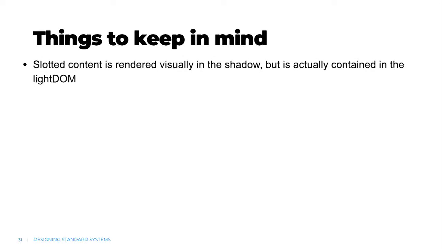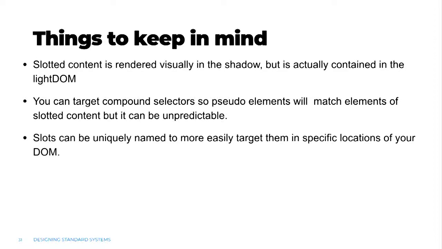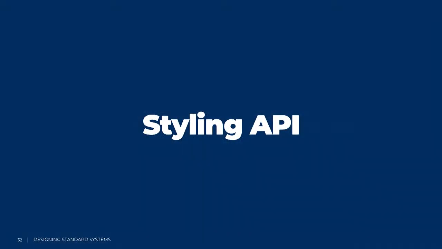Let's look at the things we need to remember about slots. It's, like I said, rendered visually, right where you put it, but in the DOM, it's in the light DOM. You can target compound selectors. So the way we targeted the P, we could target any selector we want to in there. But it can be a little unpredictable if you're getting into things like nth child. Slots can be uniquely named, so you can have them all over and specifically target and add the information.